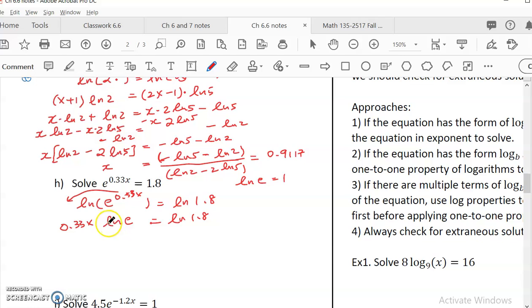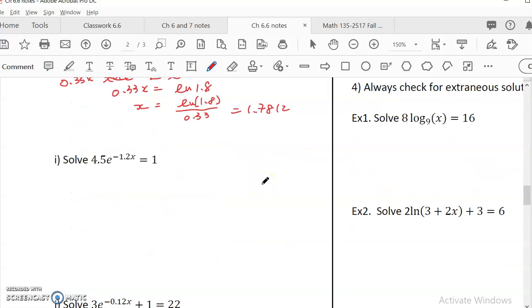ln e is just 1, so we just say that's equal to 1. So you have 0.33x is equal to ln 1.8. So what is x? You just have ln 1.8 divided by 0.33. Again, when you plug it in the calculator, remember to close the parenthesis first before you divide by 0.33. So this would be 1.7812.